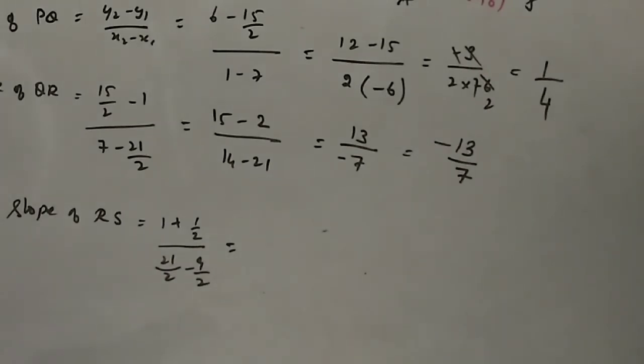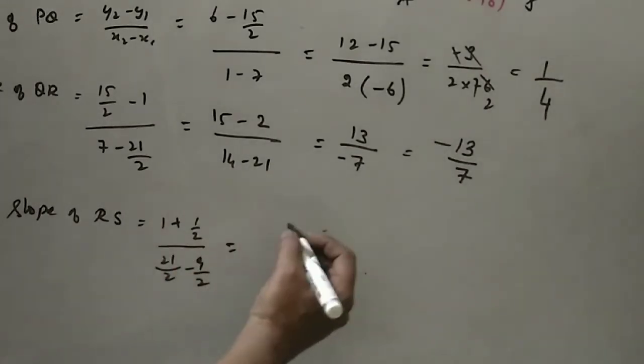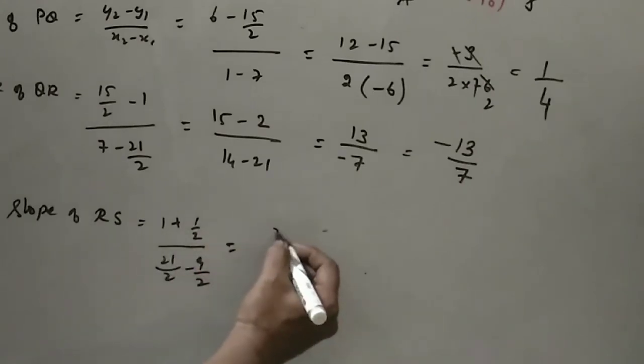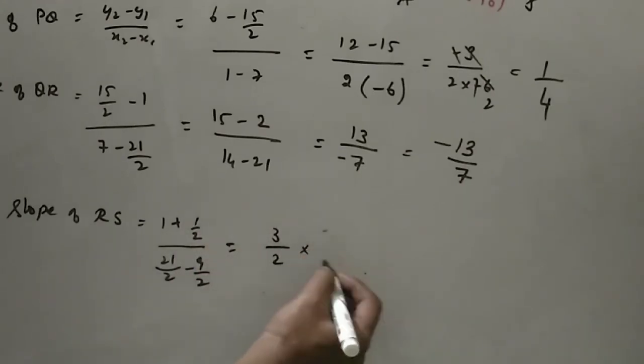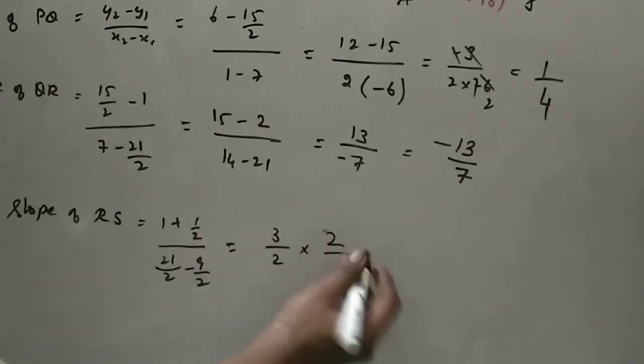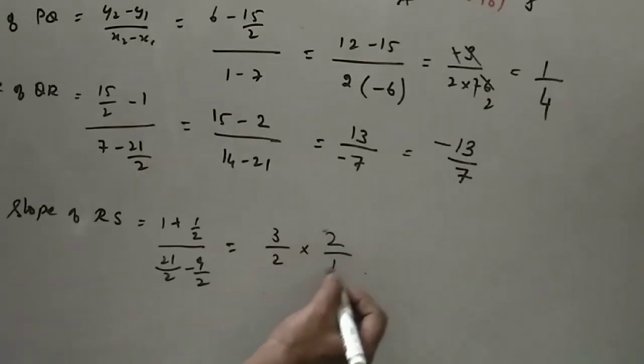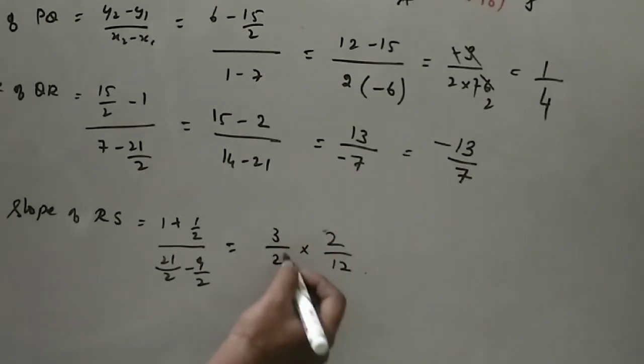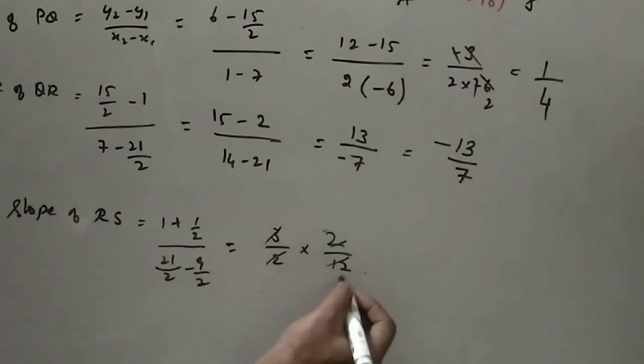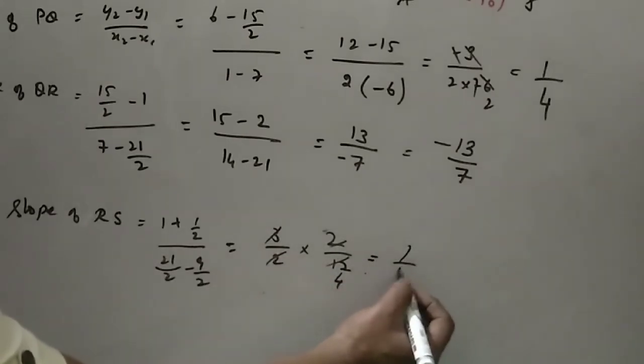Okay. Now take LCM. (2 + 1)/2, that is 3/2, into 2/12. So you will get 1/4.